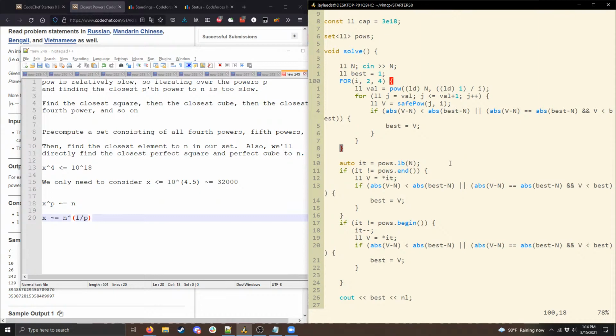And then I check this value and this value plus 1, and I see if it works. And then I use the set powers, and I check the next greater value in powers. And in this conditional, I check the next lower value in powers. And so that accounts for all the cases. So then I can output the answer.